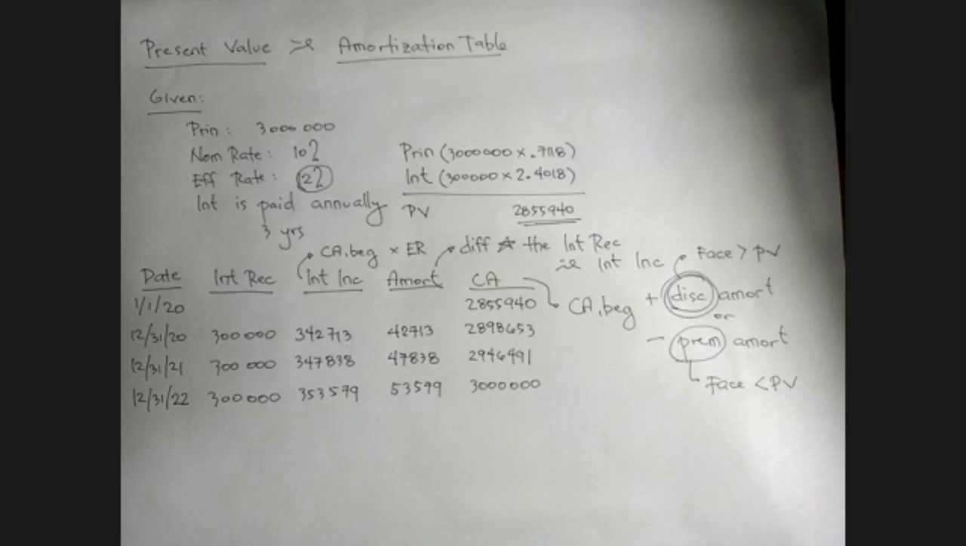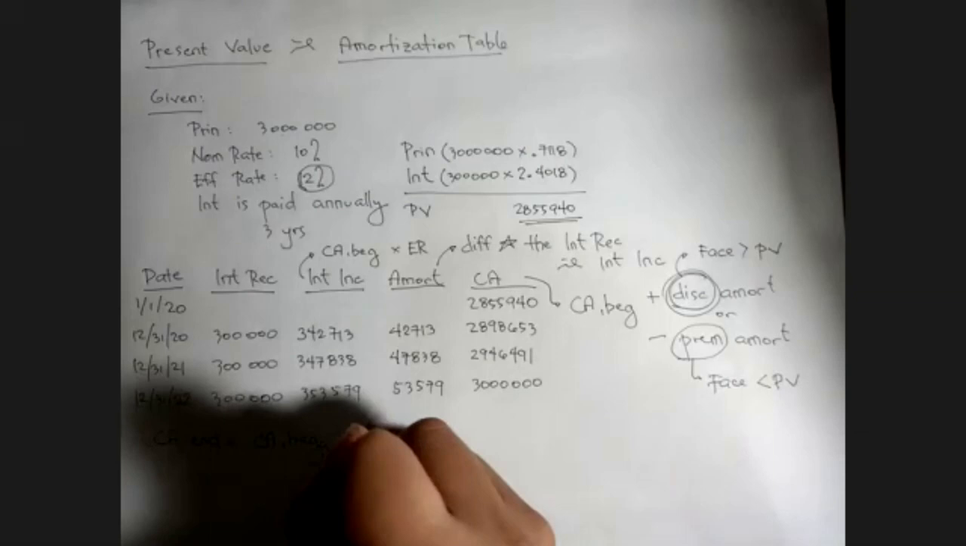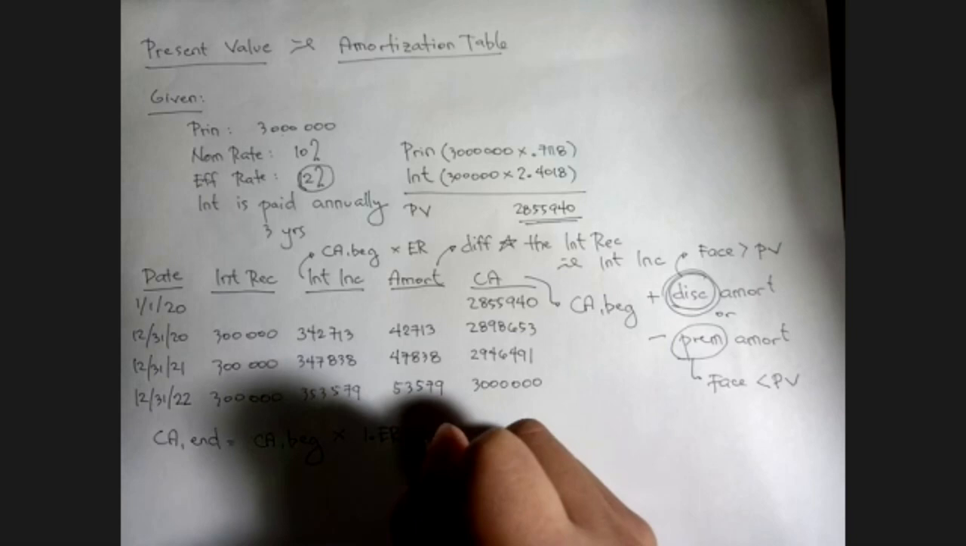So as you can see, medyo matagal i-prepare si amortization table. So before ko i-end ang video na to, I will give you some shortcuts on how to compute the carrying amount. Ready na? So carrying amount at the end, lagi mo itong tatandaan, is equal to the carrying amount at the beginning times 1 point effective rate, then minus interest received or interest paid.